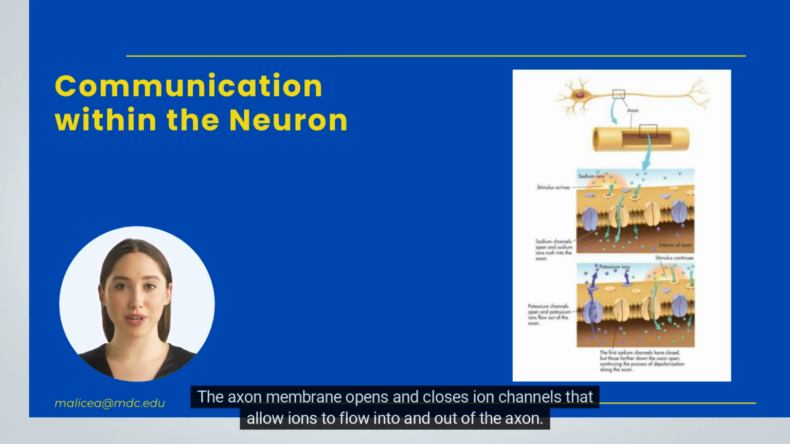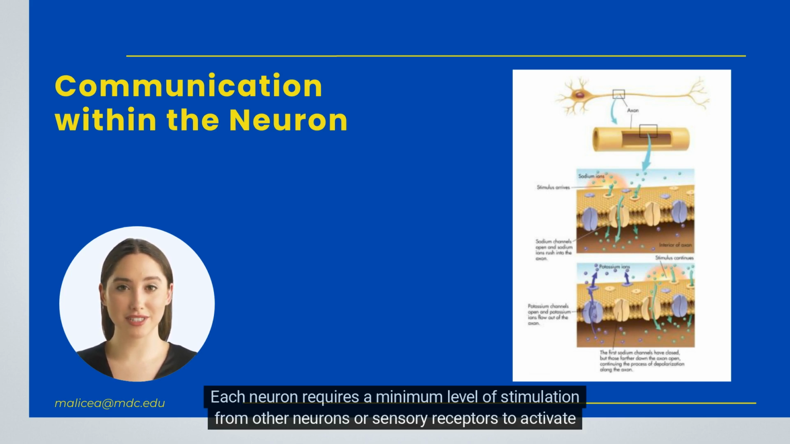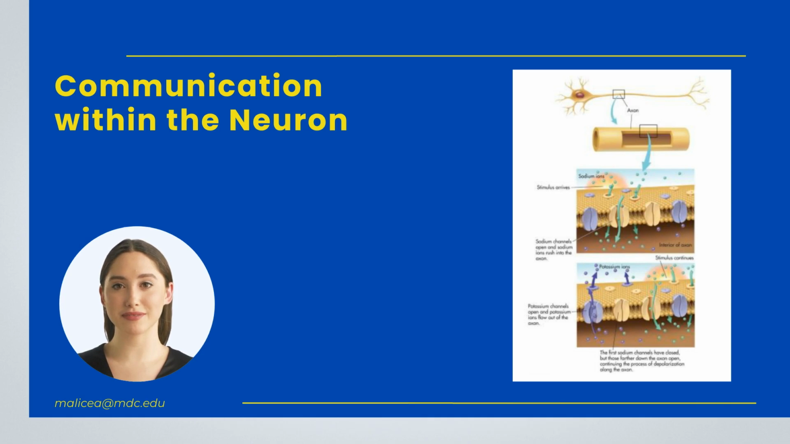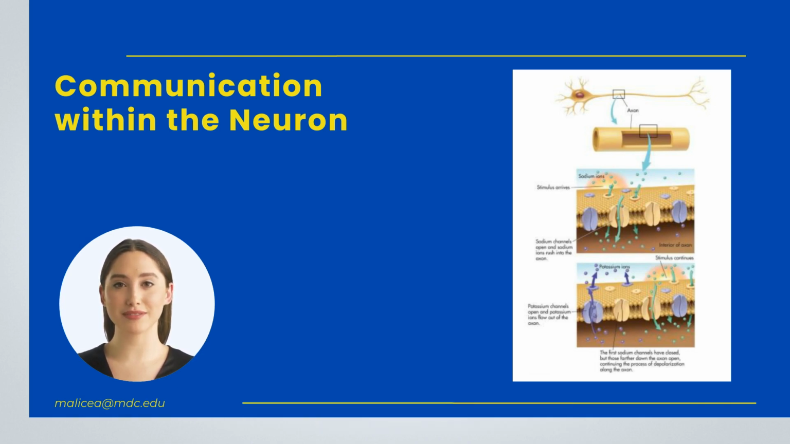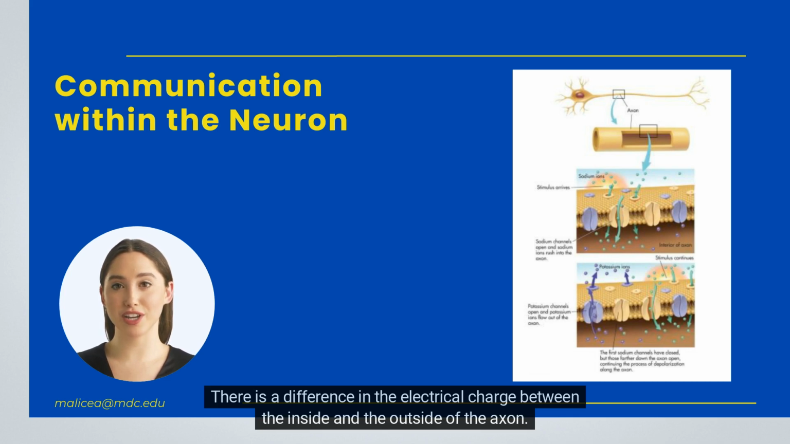The axon membrane opens and closes ion channels that allow ions to flow into and out of the axon. Each neuron requires a minimum level of stimulation from other neurons or sensory receptors to activate it. This minimum level of stimulation is called the neuron's stimulus threshold. There is a difference in the electrical charge between the inside and the outside of the axon.